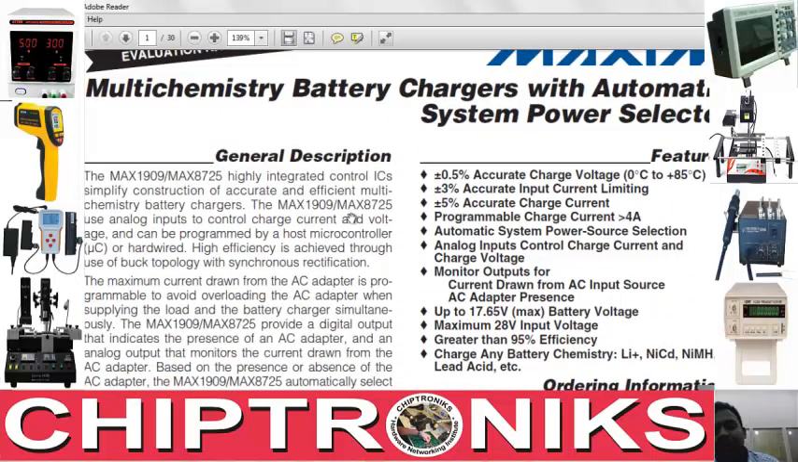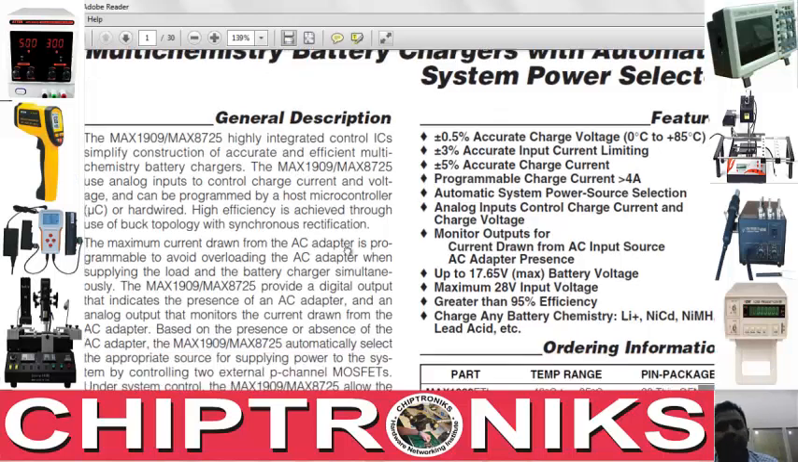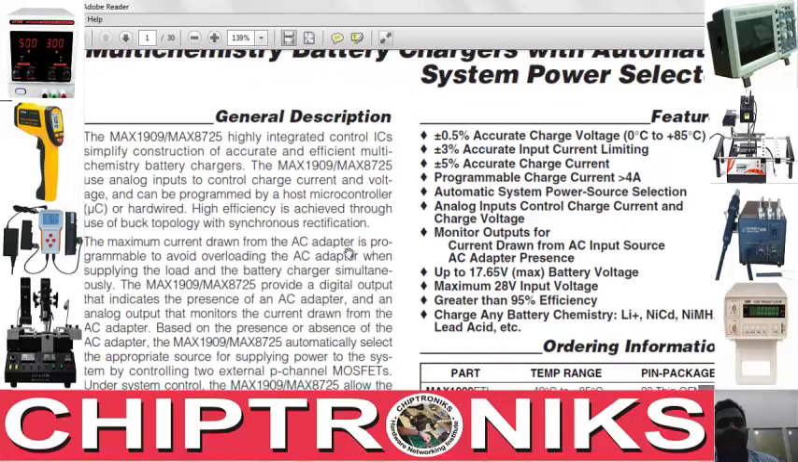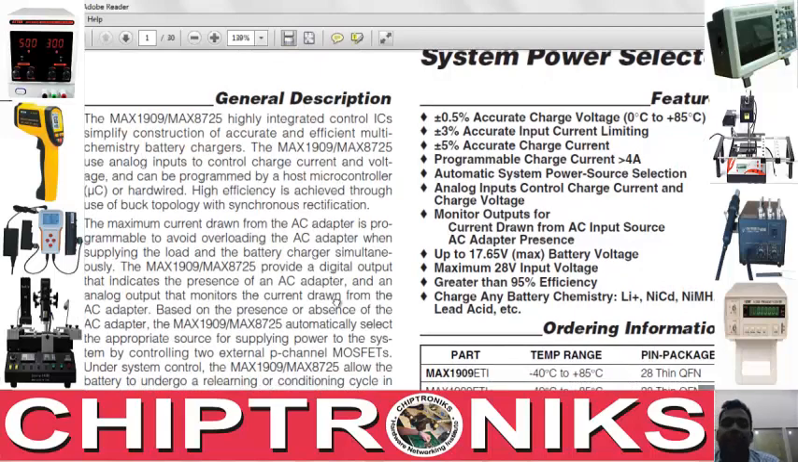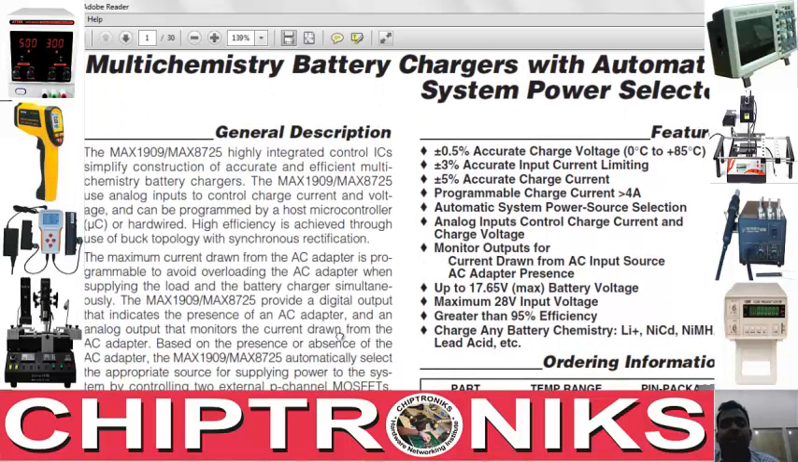It's written MAX1909 and 8725, so both of them are the same, except there is one more feature in 1909: a reconditioning feature. There is a conditioning charge feature in MAX1909 which is not present in 8725, but they can be replaced, right? You can replace a MAX8725 by a MAX1909, but you cannot replace a MAX1909 by MAX8725, because in that case you will lose the capability of reconditioning the battery. Reconditioning is when the adapter is present and the battery is also present, the battery would get completely discharged and it will again charge through the adapter, and that feature is not present in 8725.